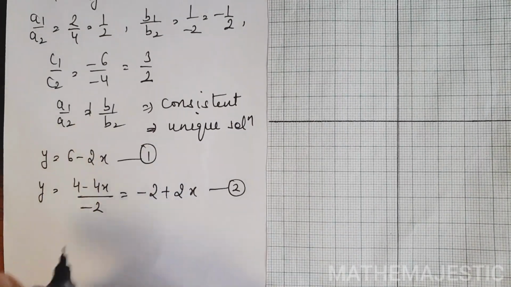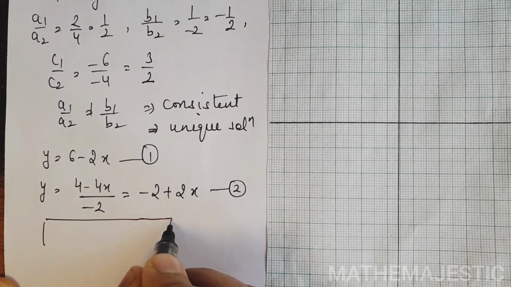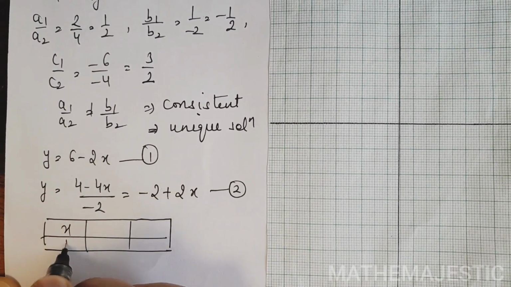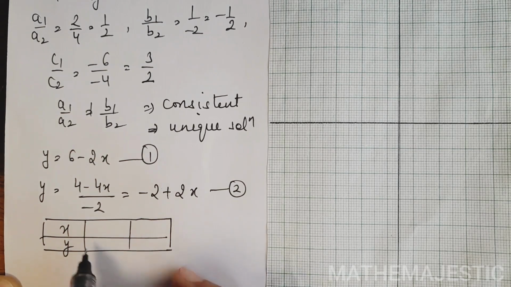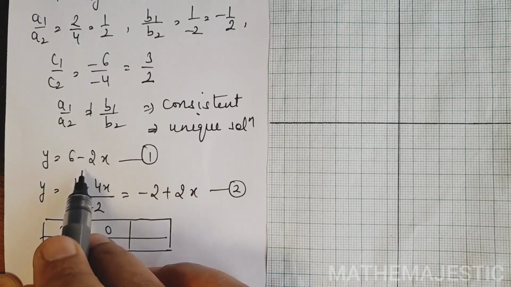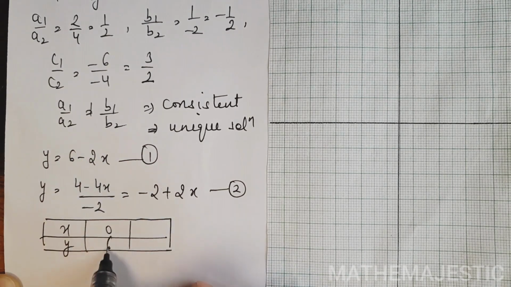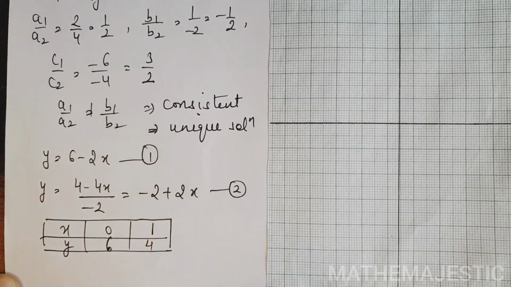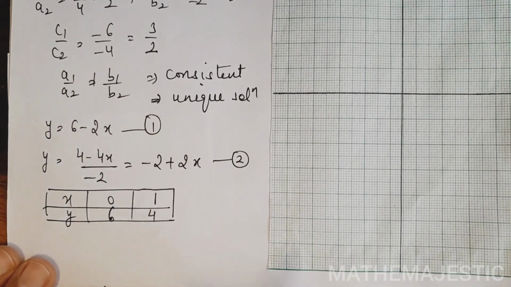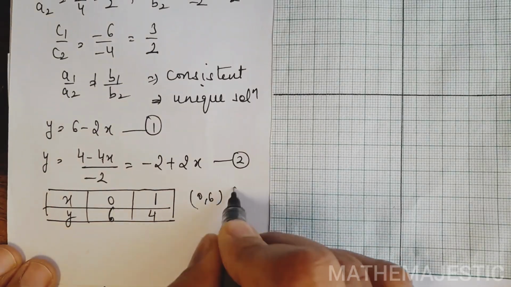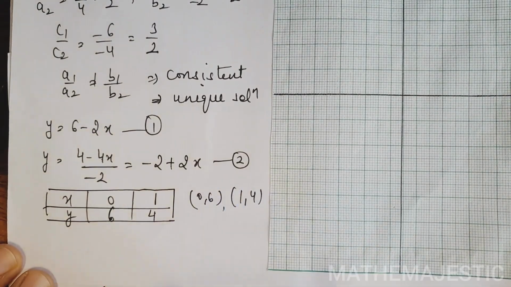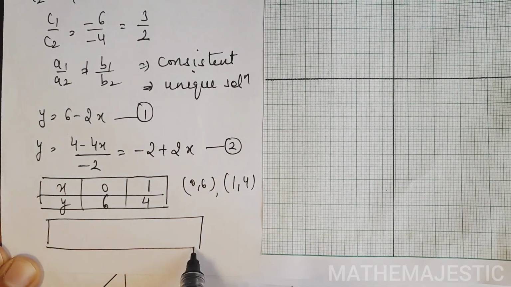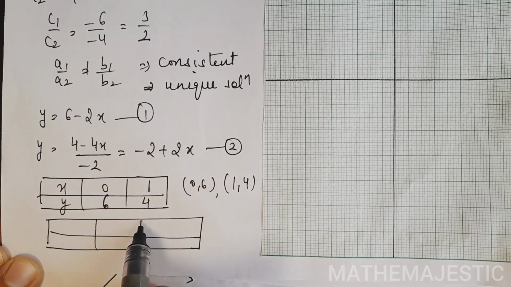First equation के लिए table क्या बनेगी? For the first equation, if you take x as 0, so y will be 6. If you take x as 1, so y will be 6 minus 2, 4. First table बन गई. So the points will be 0, 6 and 1, 4. You may take any number of points. I have taken 2. You may take 3, 4, 5. Any points you can take. The line will be same.